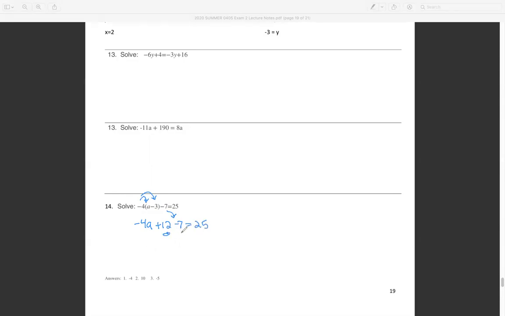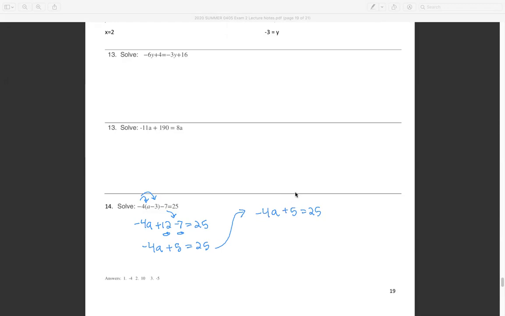Okay, 12 and negative 7, those are like terms. They're just regular numbers. 12 minus 7 is going to give us a 5. And then we'll come over here: negative 4a plus 5 equals 25. And again, now we can solve it because we're done simplifying.